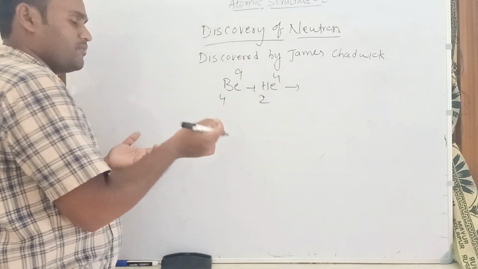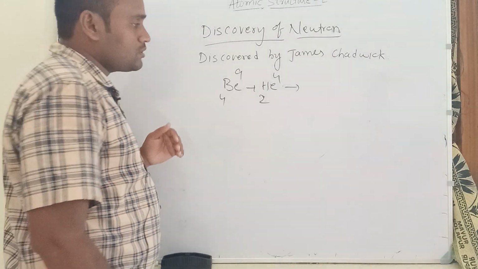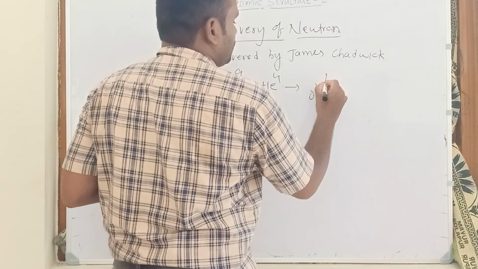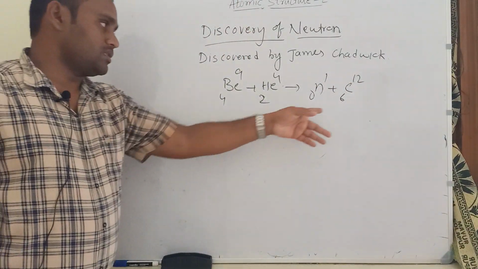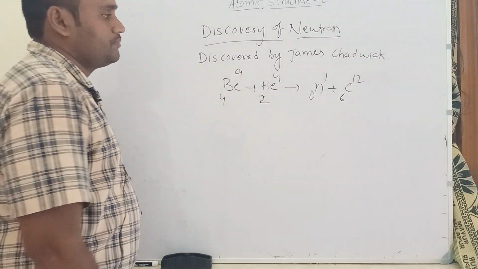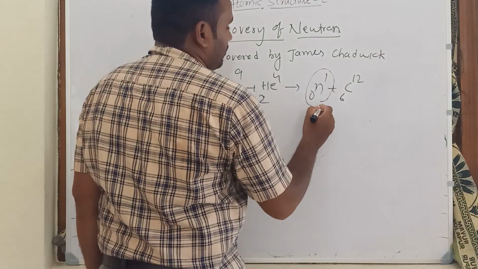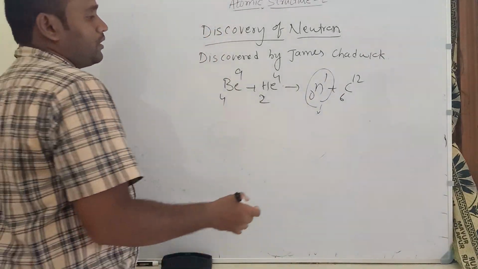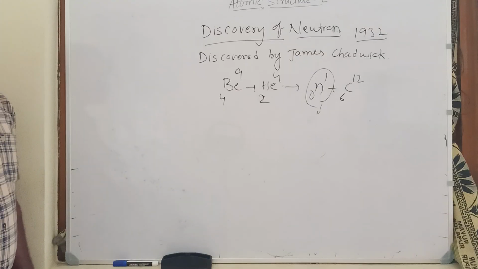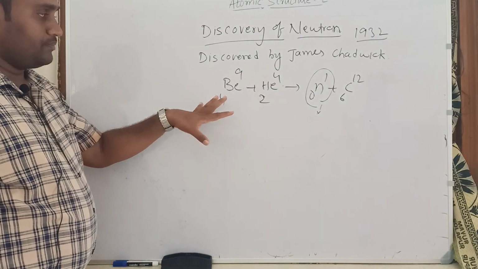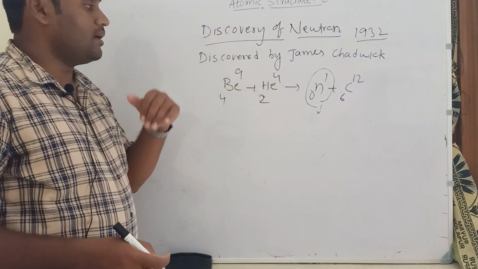When he bombarded, meaning when he collided the beryllium nucleus with the helium nucleus, they produce one neutron, n(0,1), plus a carbon nucleus, C(6,12), meaning carbon with atomic number 6 and mass number 12. So this is nothing but the neutron. He discovered the neutron in the year 1932 by doing nuclear reactions, by bombarding beryllium with alpha particles.